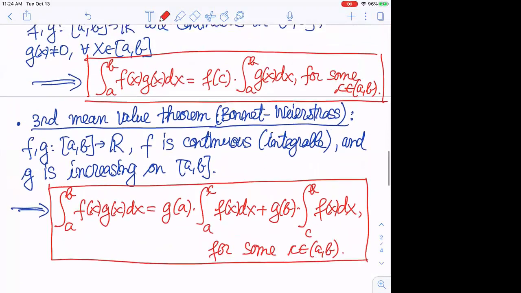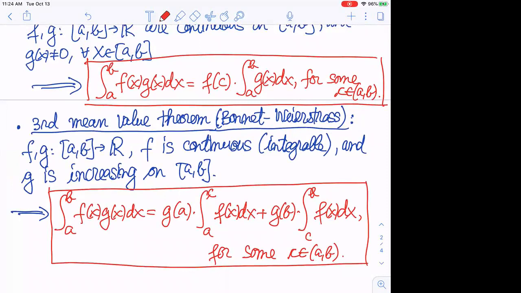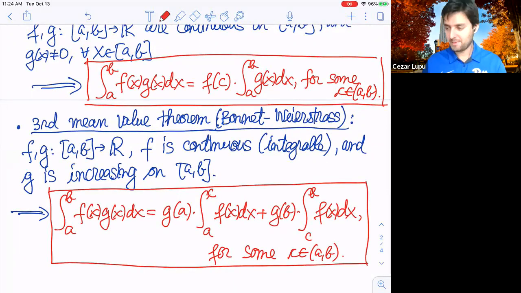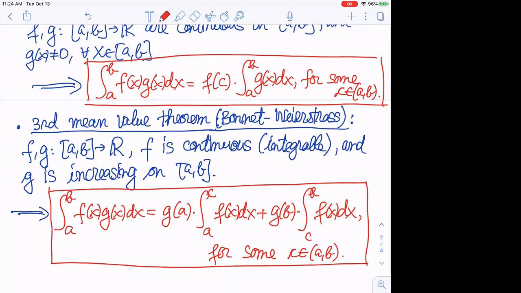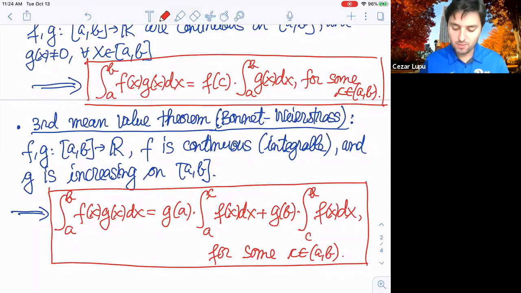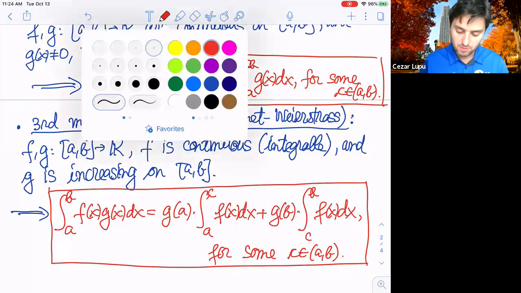Cezar, yes, could I say something? Yes, please. Can g also be just non-decreasing? Because I feel like constants could also work for this. Yes, maybe I should say increasing, not strictly increasing. Okay, let me just put here non-decreasing.